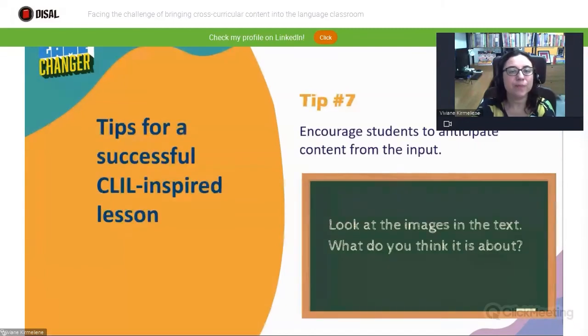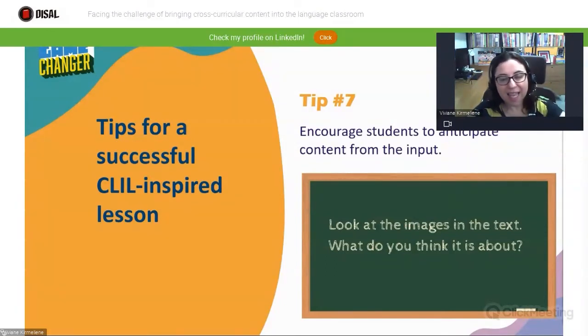Next tip, which is related to the previous one. You activate previous knowledge, and then you encourage students to anticipate the content from the input. So in your CLIL lesson, you're going to have some kind of input. It can be a text, a video, even an image. Encourage them to look at this content, or if you're talking about a video, a frame of the video, for example, and try to anticipate what they're going to see, what they're going to learn. Okay.